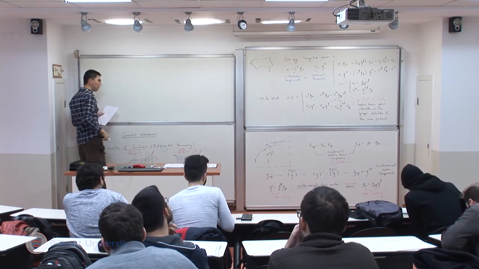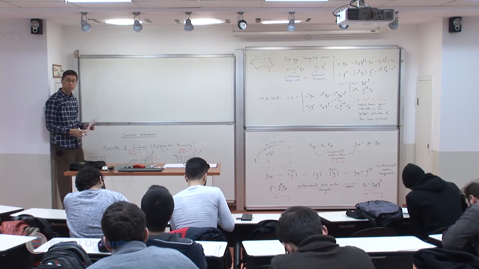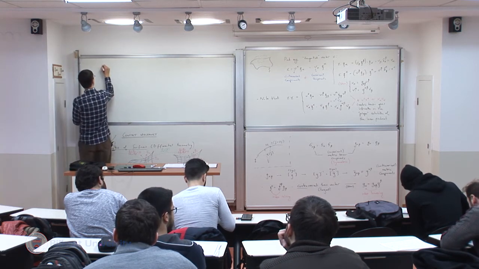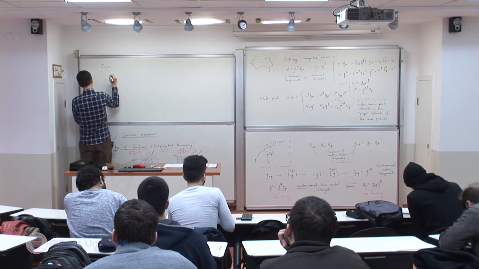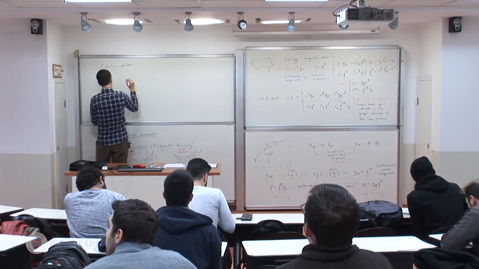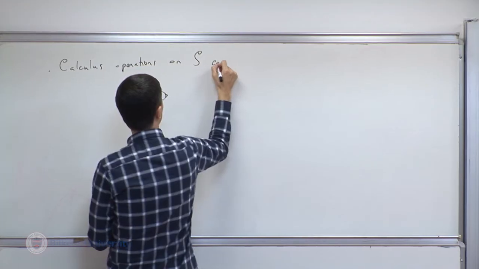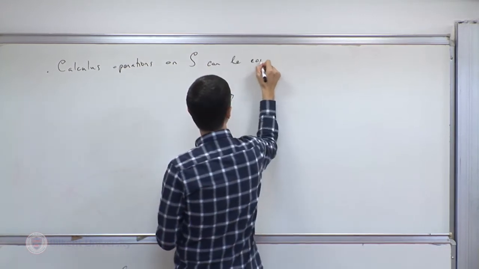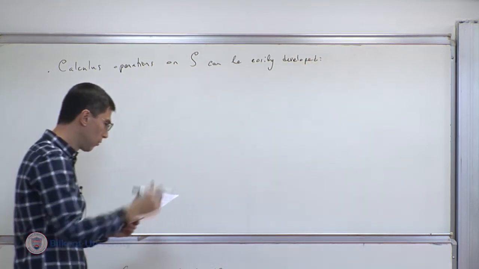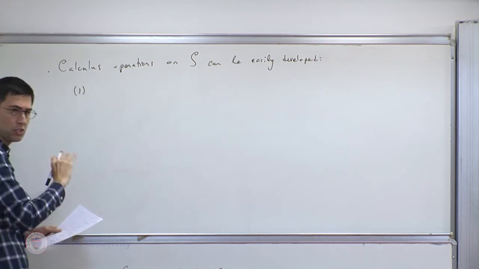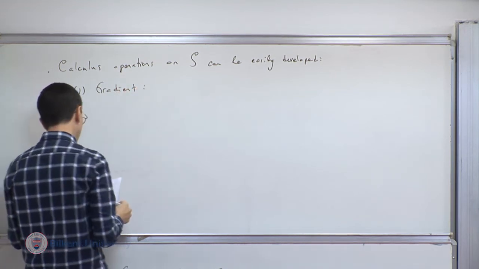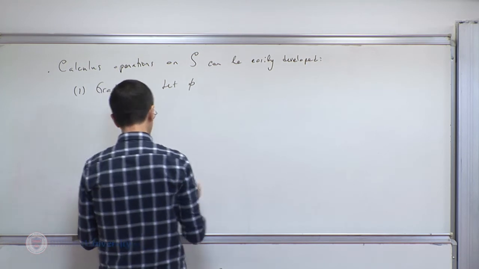And essentially, that's something we have to do if we want to eventually formulate balance laws on such a surface, because balance laws somehow, as we have experienced, require evaluating divergences and gradients. And so let me say calculus operations on S can be, let's say, easily developed. And I will do this rather fast, because it's usually just a matter of applying the chain rule carefully.